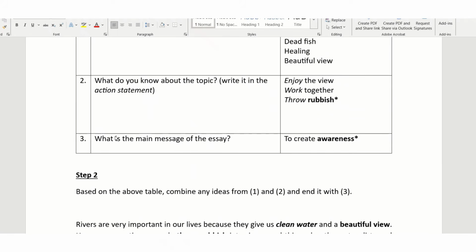And so, question number three is what is the main message of the essay? To create awareness. Again, probably they are not familiar with the word awareness, so you want to introduce phrases like this to them. And this is the last part of the introduction.